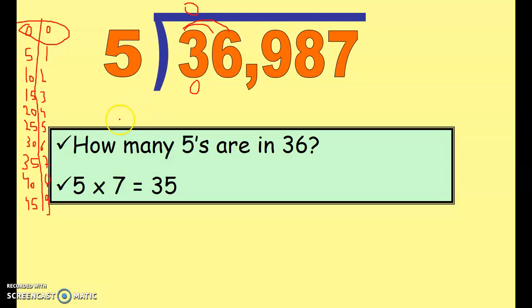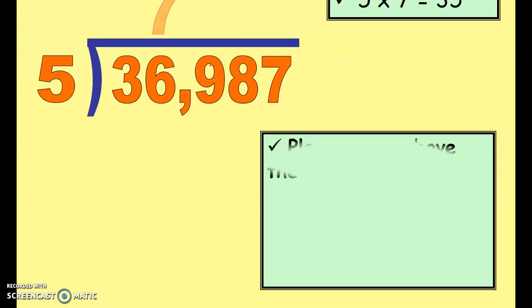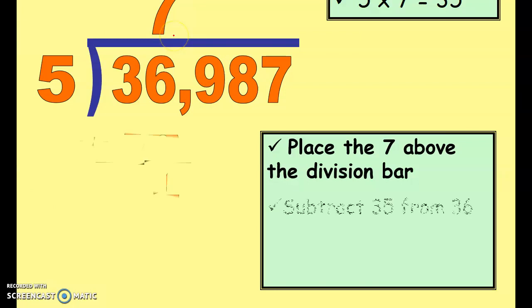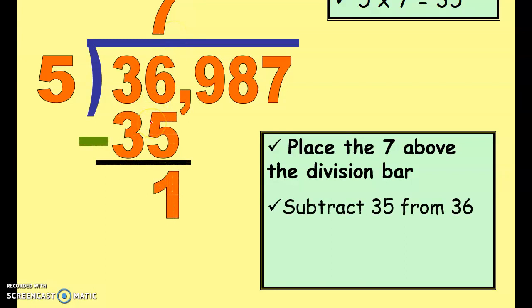So 36. How many 5s are in 36? Which number is very close to 36 in table 5 and less than 36? It has to be less. It's 35. Which number gives us 35? If you look here, it's 7. So we know that 5 times 7 equals 35. So we must place 7 up and 35 down.